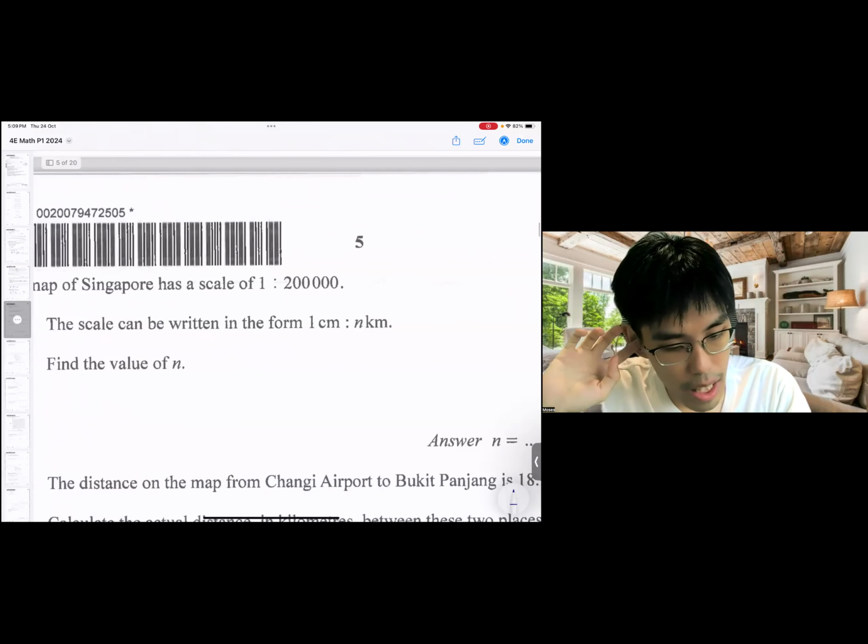The area of Singapore is 728.6 kilometers. Find the area in square cm. So we need to do a conversion of scale first. So 1 cm is 2 kilometers. So 1 cm square is 4 kilometers square. So 728.6 falls on the right hand side because it's the exact area. So the idea here is to do 728.6 divided by 4, which should be 182.15 cm square.